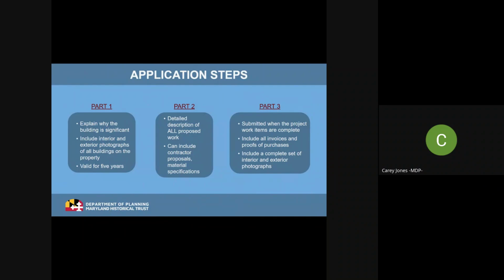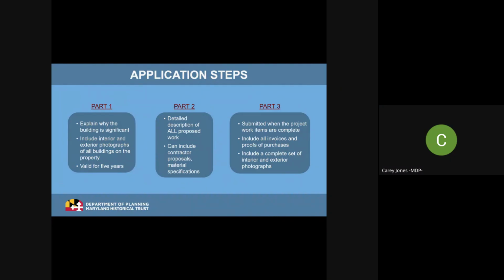The application process is a three-step process. The Part 1 and Part 2 applications can be submitted at the same time and require a complete set of current photographs. The Part 1 application establishes eligibility for the tax credit program, and the Part 2 application confirms that all proposed work meets the program requirements. Once MHT approves the Part 2 application, work can begin.